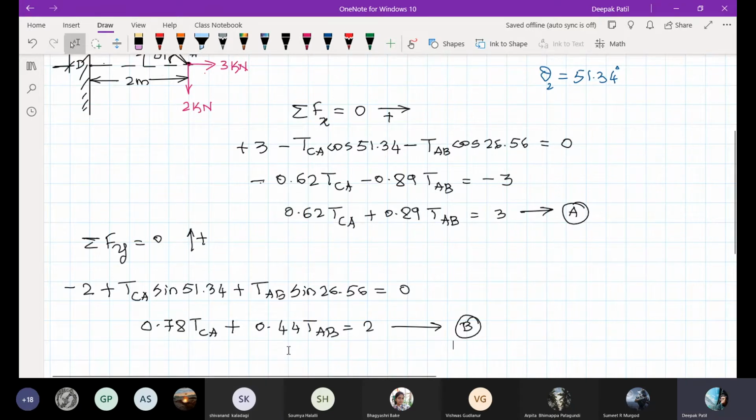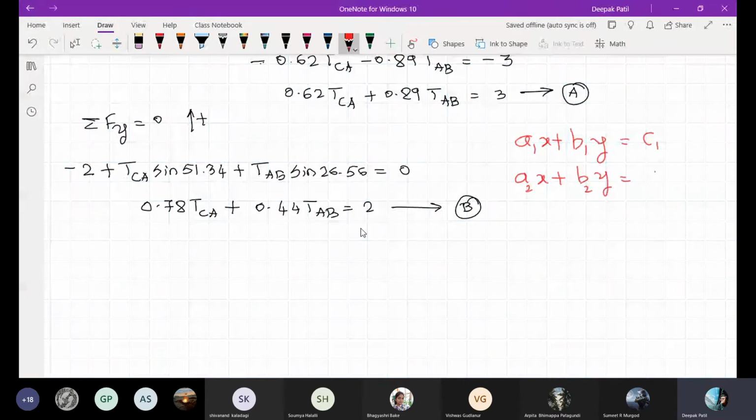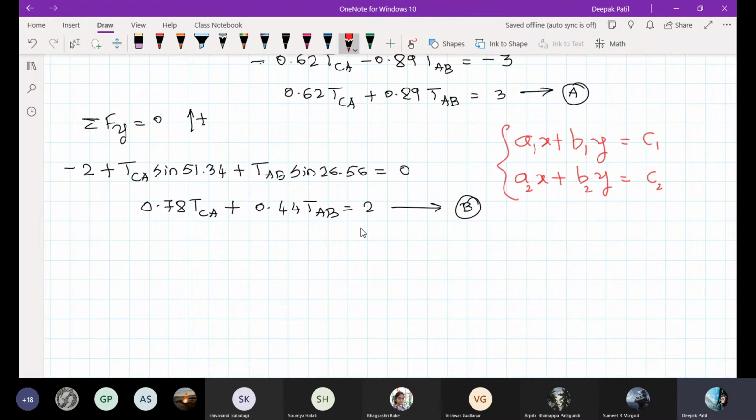Let me tell you. Are they not like simultaneous equations? Yes or no? Are they not like a simultaneous equation in this form: A1x plus B1y equal to C1, A2x plus B2y equal to C2. Are they not like these simultaneous equations, students? Yes, sir.